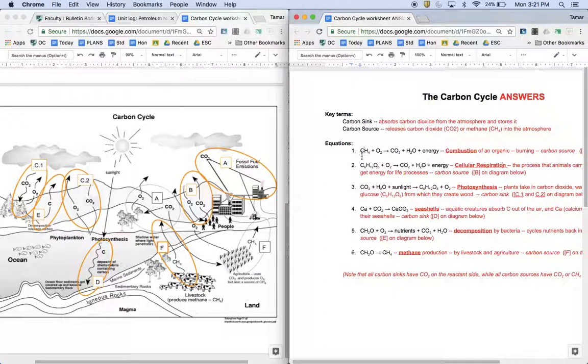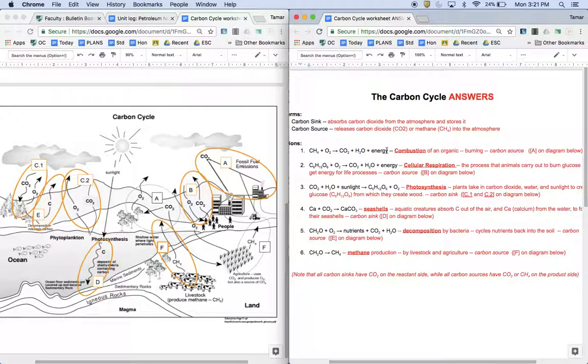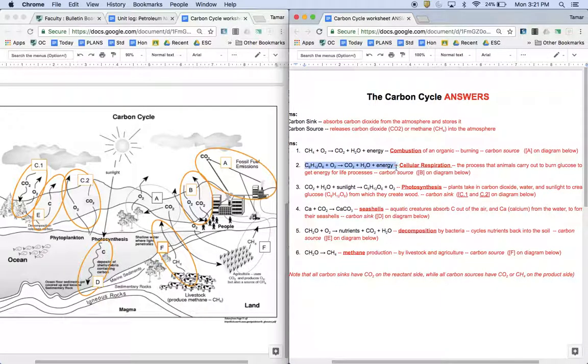In both cases, we are burning an organic substance, and we're creating carbon dioxide, water, and releasing energy, which is the reason we do it. Combustion is burning. This is what we do with fuels, coal, gas, all of this. Combustion is designated on the diagram here as these factories and trucks releasing carbon dioxide into the atmosphere. Cellular respiration is carried out by animals and also plants. All living things carry out cellular respiration. They're burning glucose and producing carbon dioxide and water and energy. And you see that on the diagram here, the people.